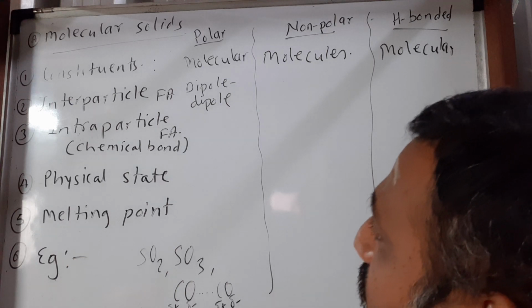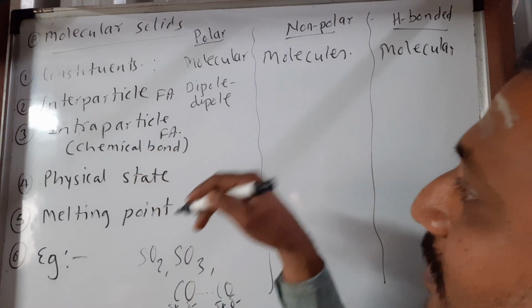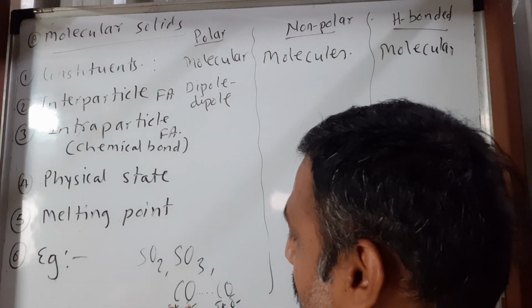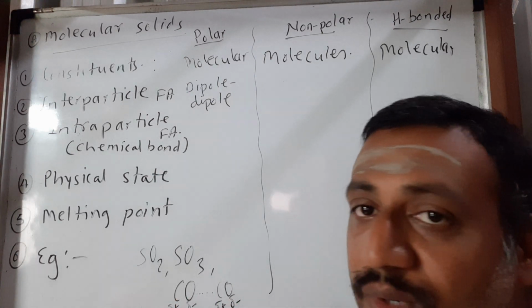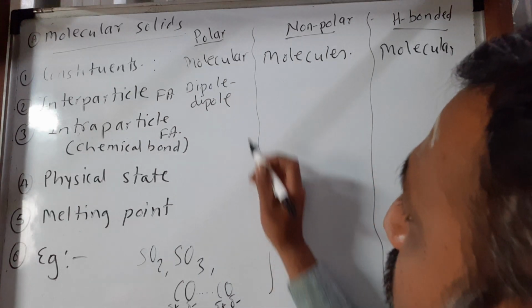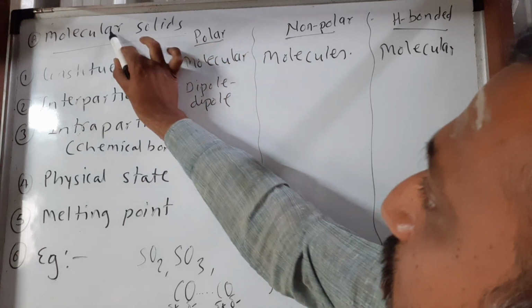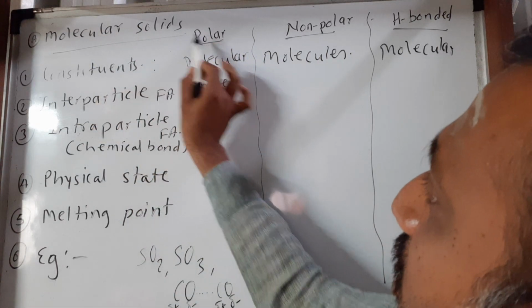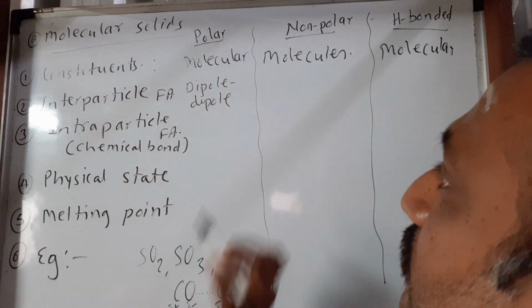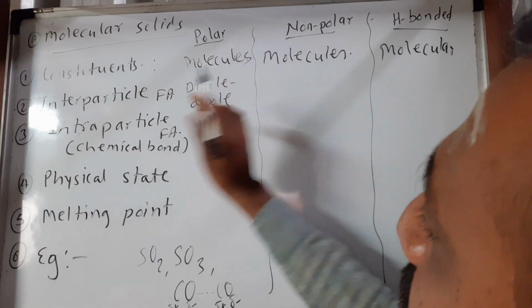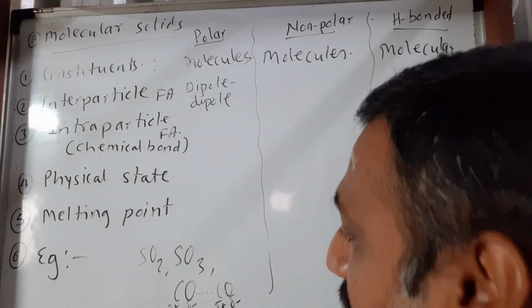Now the next one, what is the intraparticle force of attraction? Which chemical bond is there? In between carbon and oxygen, there is a triple covalent bond. Students, are you understanding? We are discussing the polar molecular solid. The first property of the polar molecular solid is that their constituents are molecules. The second property, dipole-dipole interaction, is there.